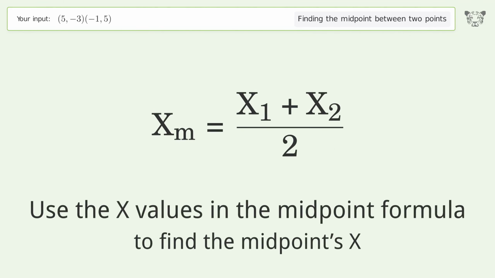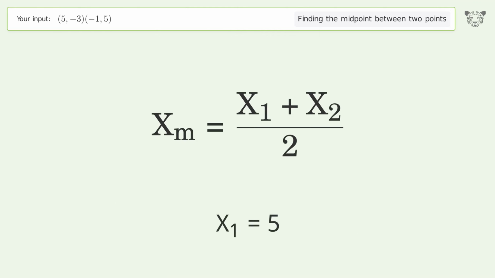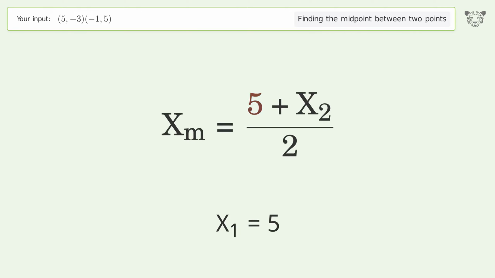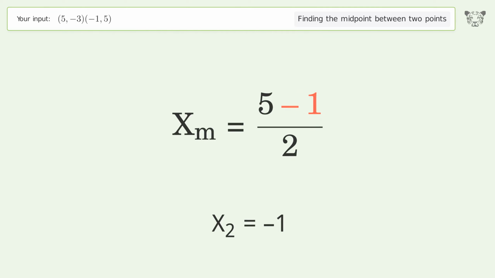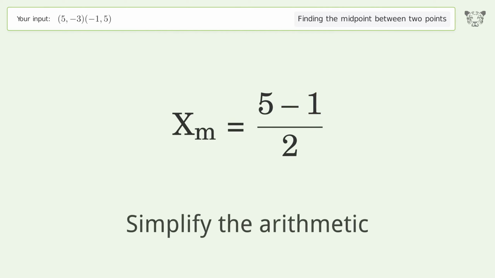Use the x values in the midpoint formula to find the midpoint's x. x1 equals 5. x2 equals negative 1. Simplify the arithmetic.